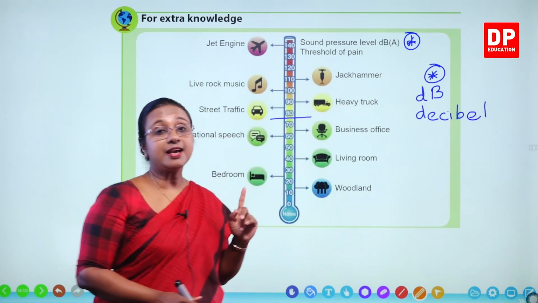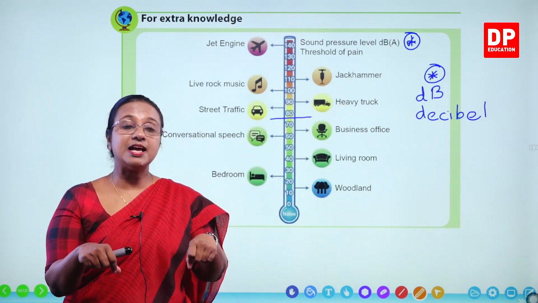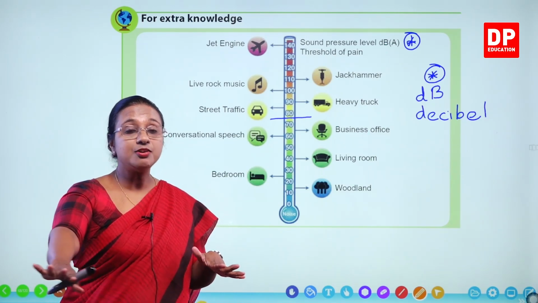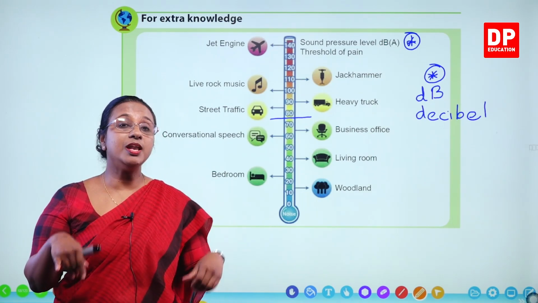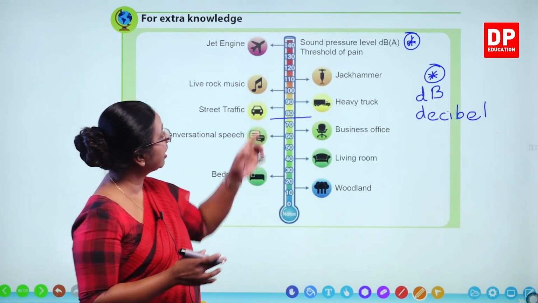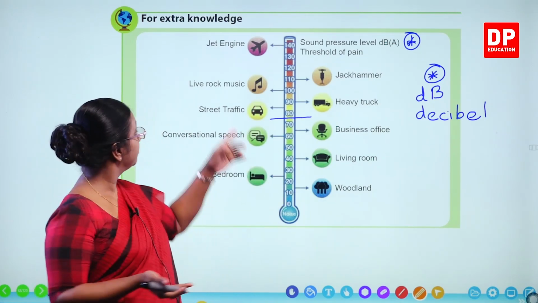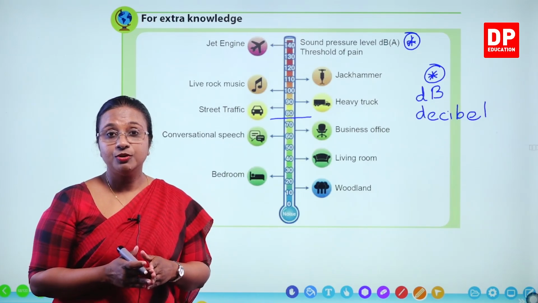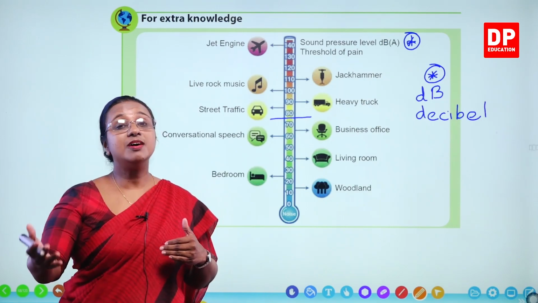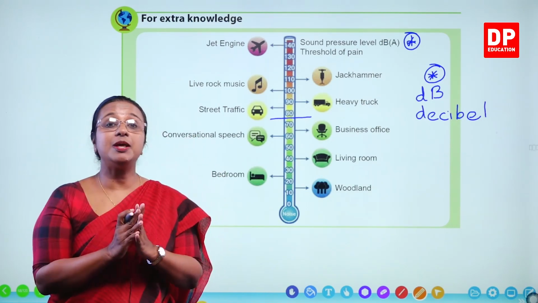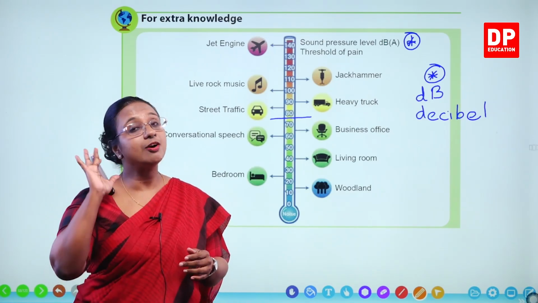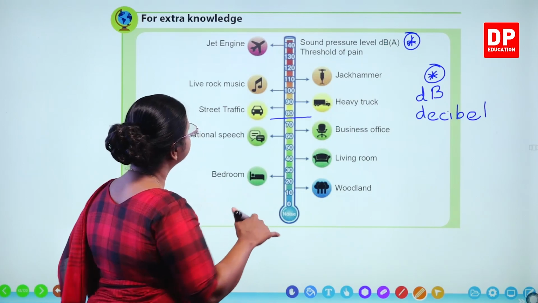Then after that, the jackhammer. What is the jackhammer? The hammer that they use to make holes on the road, over the tarred road. If they want to dig a hole, they use the jackhammer. That generates a lot of noise. That's about 110 decibels. So that's even more than the live rock music sound. So that can be very dangerous to your ear. So the people who are working there, they have to make sure they take precaution. They will have to cover their ears when they are using that instrument. So that's how you take care of your ear.